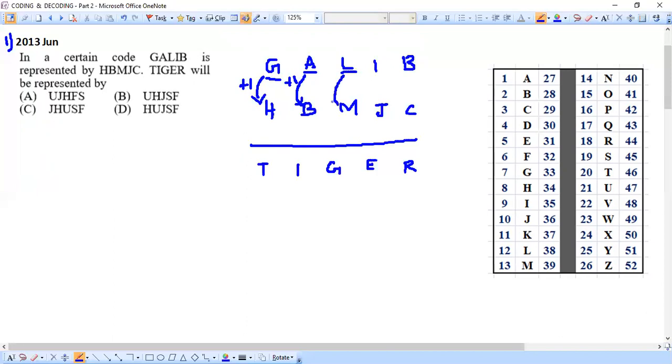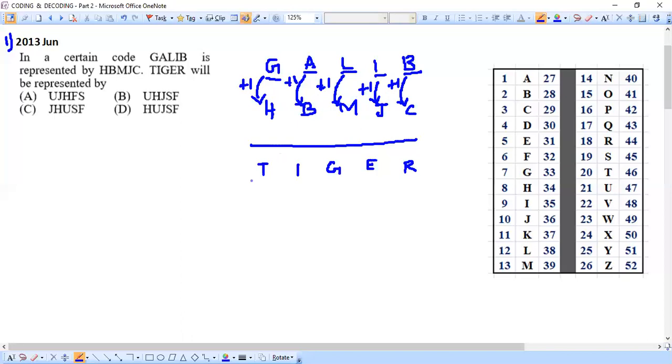Next, continue. L is coded as M. Come to the list here. L is at the 12th position and M is at the 13th position. So again they are moving to the next letter, +1 only. The pattern looks very simple here, right? We will continue and check it. I to J, again 9th to 10th letter, +1 again. And last, B to C, again easy to observe. They moved to the next letter, +1. So for this question, the pattern appears to be very simple. They have just moved +1, +1, +1 for each letter. That's it they have done.